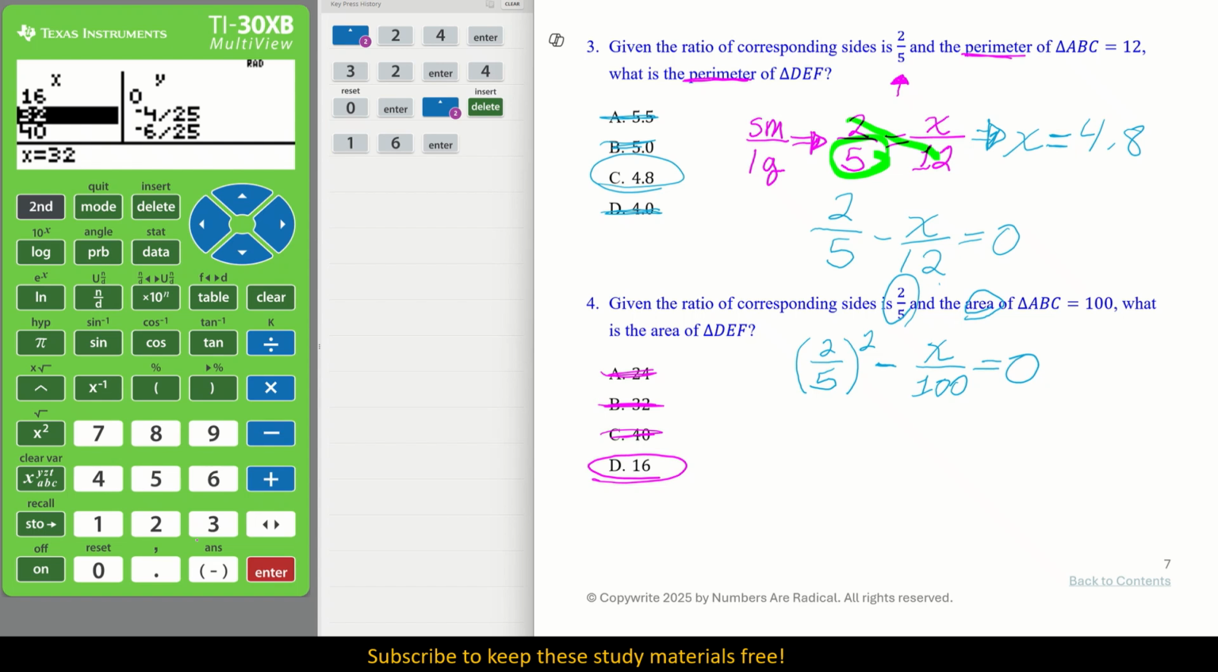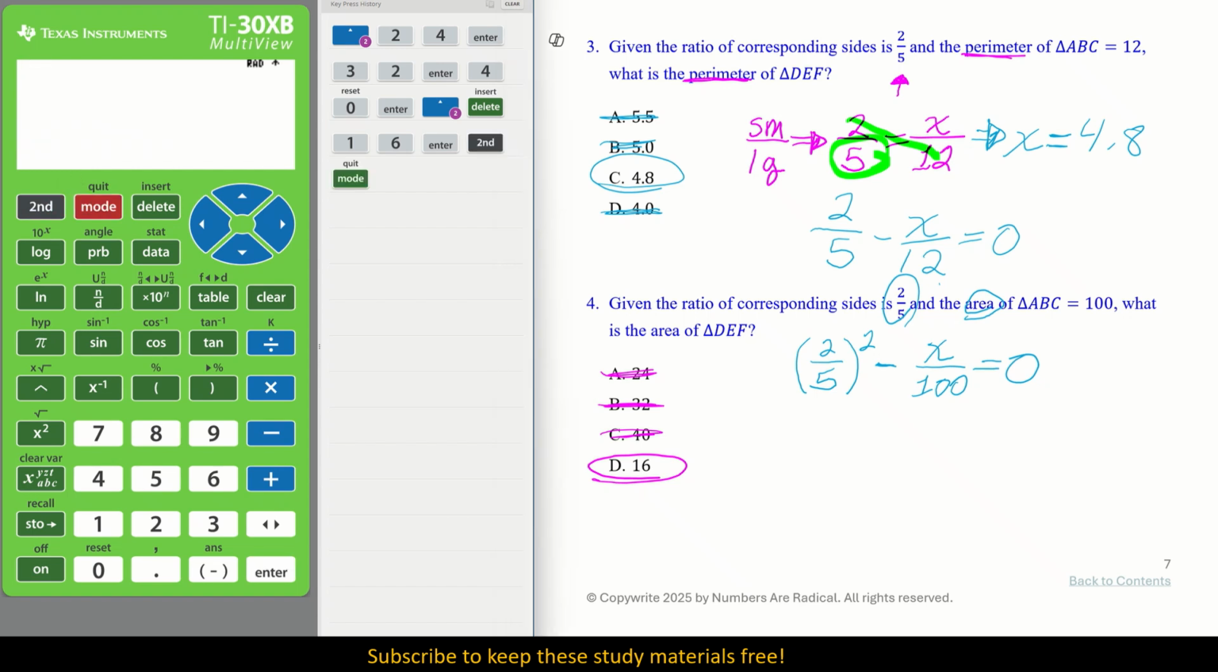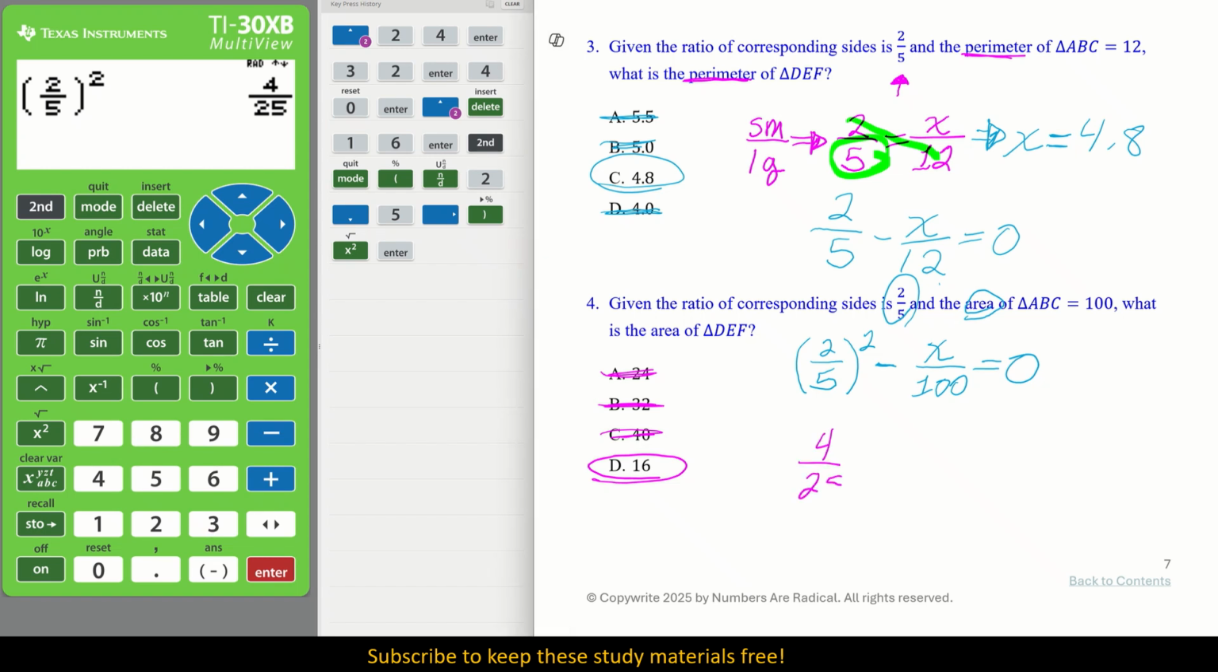Now, you could have used the other method, and you could probably see what our scale factor becomes when we square it, but putting it in the calculator is a good idea if you're not sure, say the numbers are different or you're a little shaky on your exponents. That's fine. Use your calculator. Just type in the part that you need, and there it gives you the 4 over 25. Set that equal to x over 100.